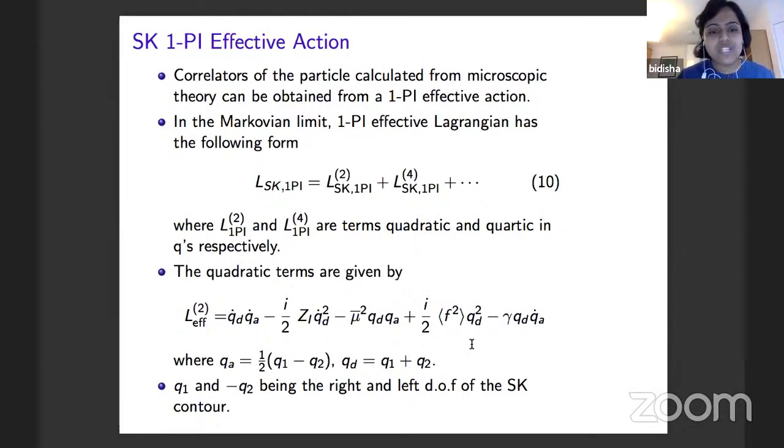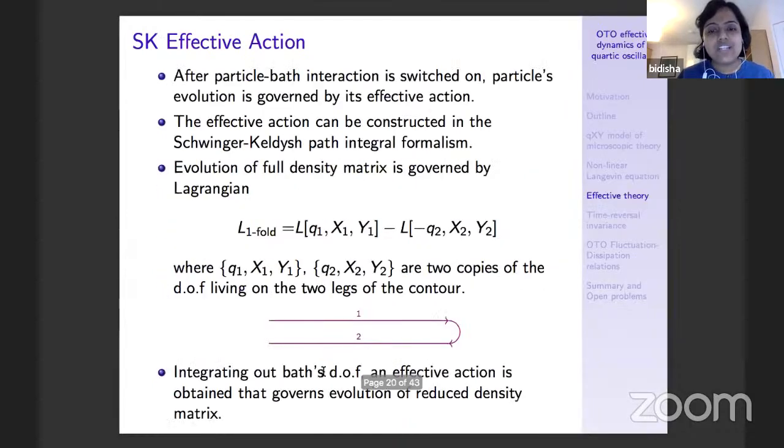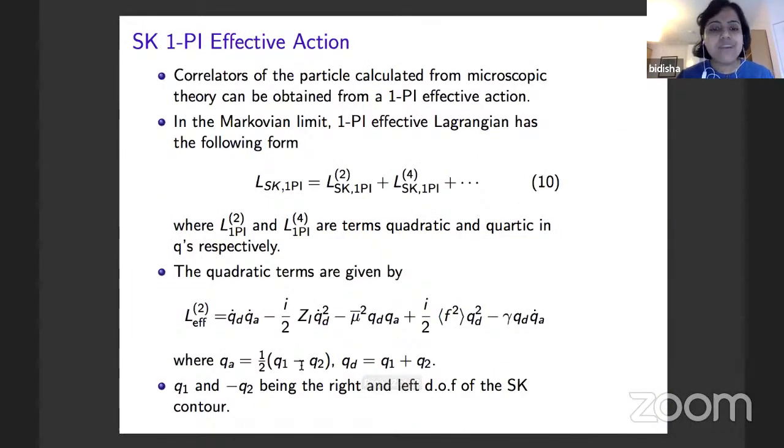This is the quadratic form of the Schwinger-Keldysh effective theory, where A and D are the average and difference degrees of freedom, which are really Q1 and Q2, the degrees of freedom actually living on these two legs of the Schwinger-Keldysh contour. And there is a relative minus sign. This is a convention where I'm just taking my degrees of freedom on the even legs with the extra minus sign.